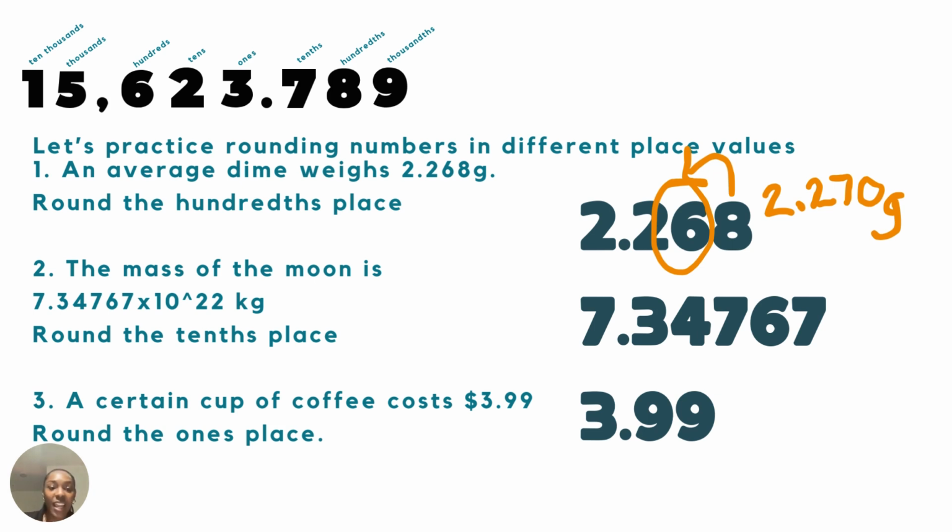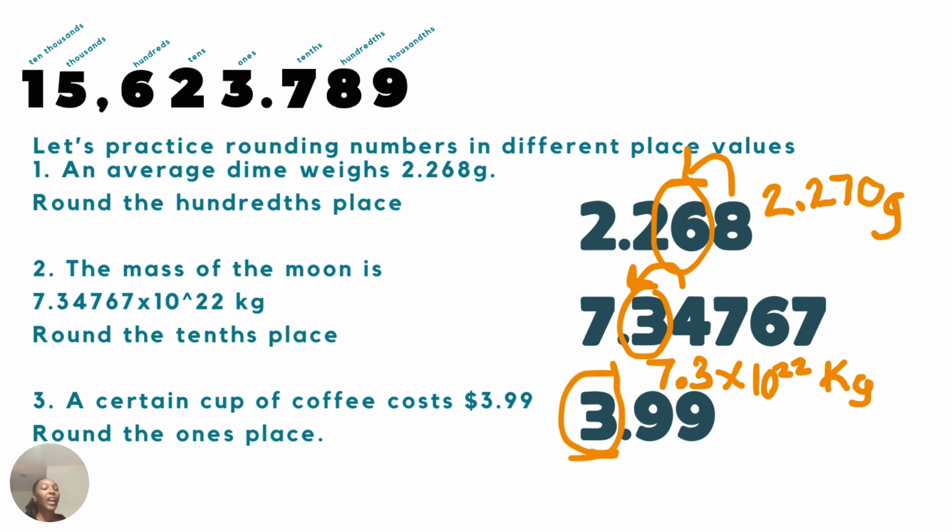The next one, the mass of the moon is 7.34767 times 10 to the 22 kilograms. Gosh, try saying that 10 times fast. We're going to round this to the tenths place. The number directly behind the 3 is a 4, so we're not going to round this up. It's still going to be 7.3 times 10 to the 22 kilograms.